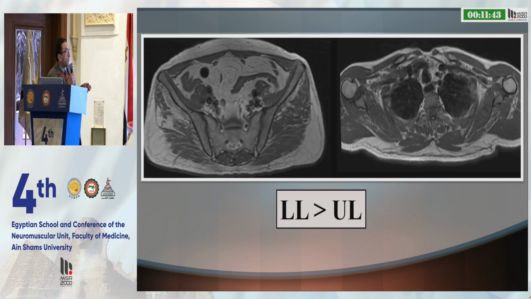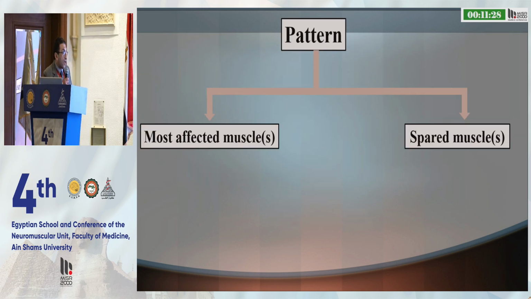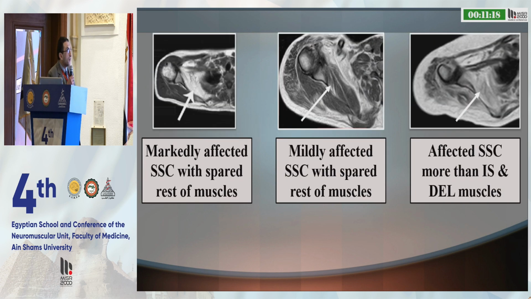Another example: this is the T1 weighted image for the pelvic girdle. This is the affection of the gluteal muscles, while the shoulder girdle is completely normal. This means that the lower limb is affected more than the upper limb. Another way to look for the pattern is to look for the most affected muscles and the spared muscles. Which muscles are most affected and which are spared?